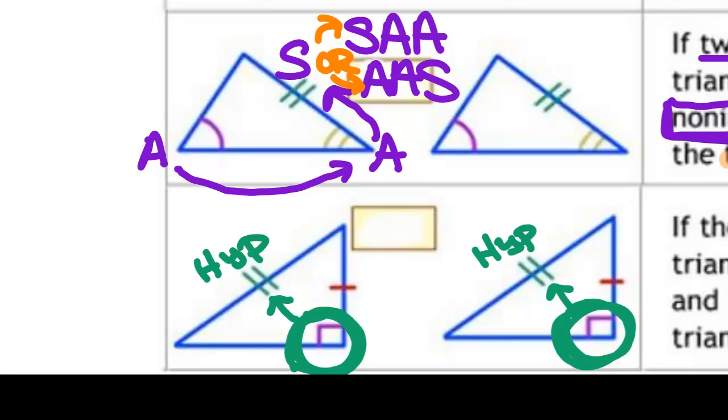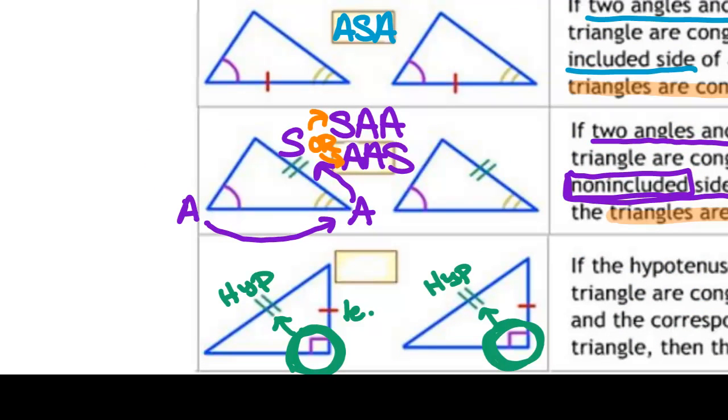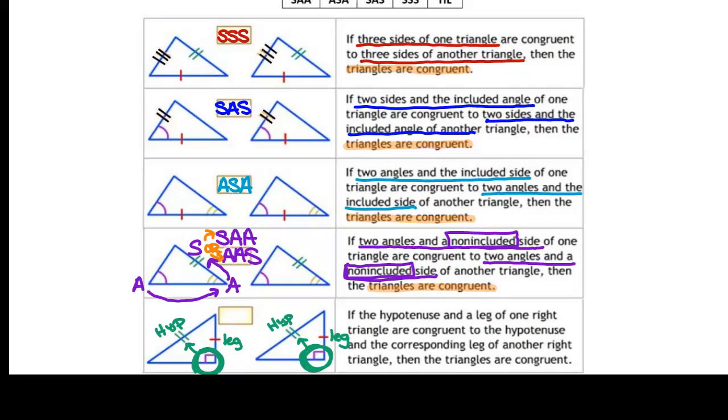So if I have the hypotenuse of one right triangle, and it is congruent to the hypotenuse on another right triangle, and one of the other sides, which we call a leg, is congruent to one of the other sides on the other right triangle, then those two triangles are congruent. So if the hypotenuse and leg of one triangle are congruent to the hypotenuse and the corresponding leg of another right triangle, then the triangles are congruent.